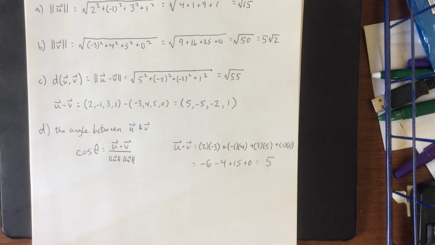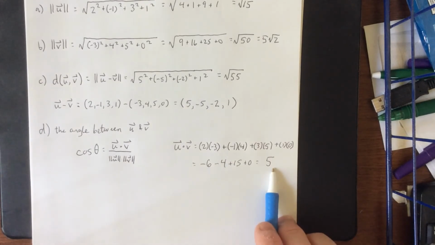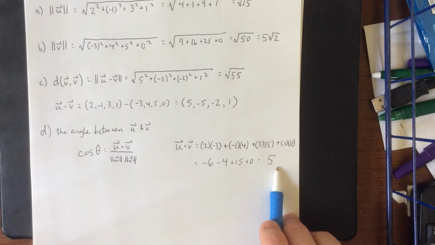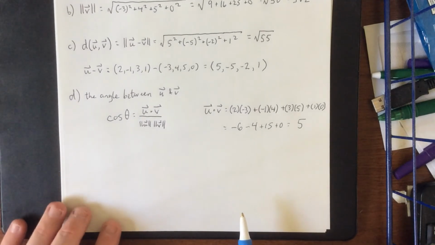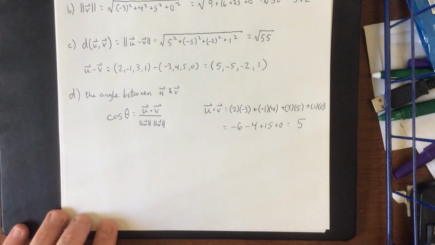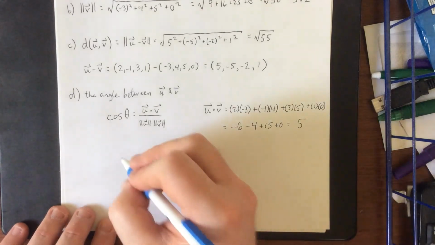Now the one thing I can tell you right away is that because we got 5 here, I know that the angle is going to be acute. This is due to the fact that 5 is positive. If you get a negative dot product, it lets you know the angle will be greater than 90 degrees. It will produce an obtuse angle.